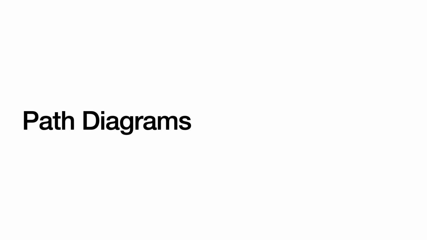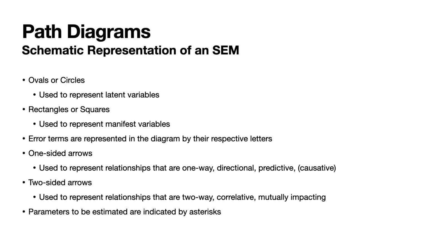Now, the other way to specify a structural equation model is by using a path diagram. A path diagram is a schematic, graphical, or pictorial representation of an SEM. And there are conventions that dictate how path diagrams are constructed. Ovals or circles are used to represent latent constructs or latent characteristics in the path diagram. Rectangles or squares are used to represent manifest variables. Error terms are represented in the diagram by their respective letters or symbols.